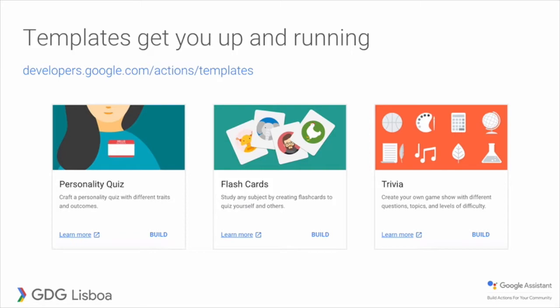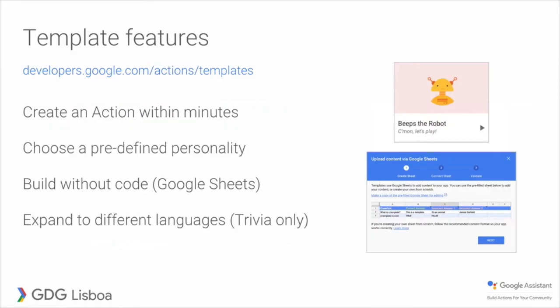Now, these are very easy to set up. You just open Actions on Google and select the template, and it will provide you a spreadsheet, a Google spreadsheet. Basically, you're going to fill in the spreadsheet. You get the template, you fill it in, and you copy the link of the spreadsheet. You deploy it to Google Assistant, and it's up and running.